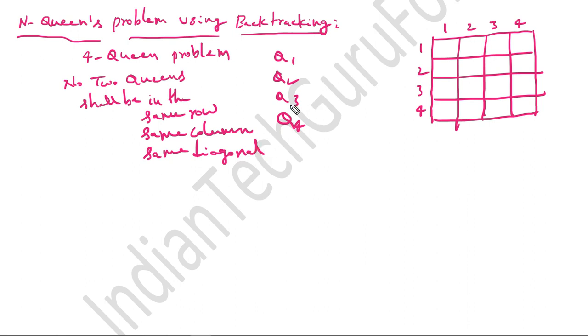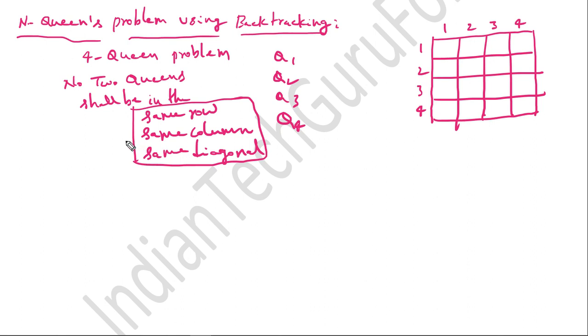As far as chess rules are concerned, a queen can move either horizontal, vertical, or diagonal. That's why we need to make sure that another queen should not be there in the horizontal, vertical, or diagonal way. So we need to make sure that these three rules are applied. Then only we can easily solve the problem.